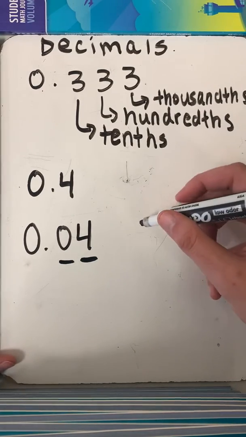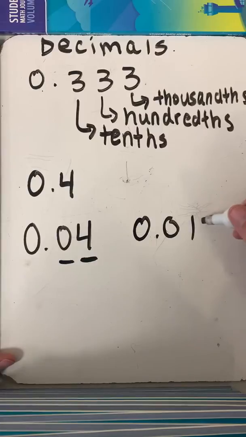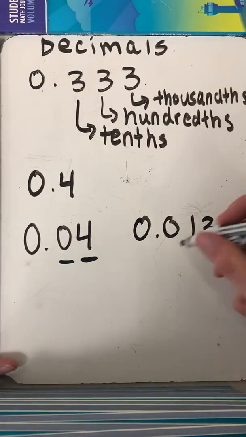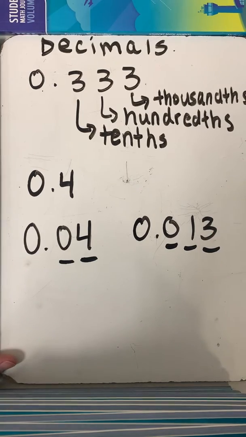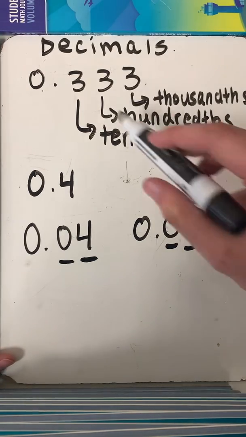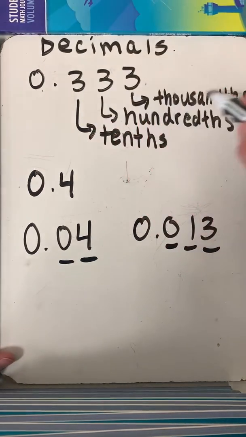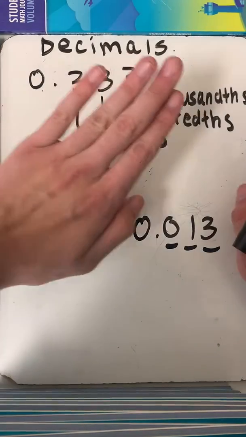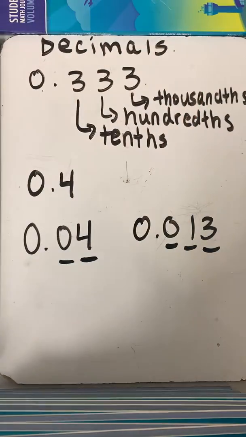Okay? Another example, another weird looking one, would be this one, 0.013. I have 3 digits after the decimal. That means I should be in the thousandths place. And then I would just read the number, 13 thousandths. Okay? Not too tricky.